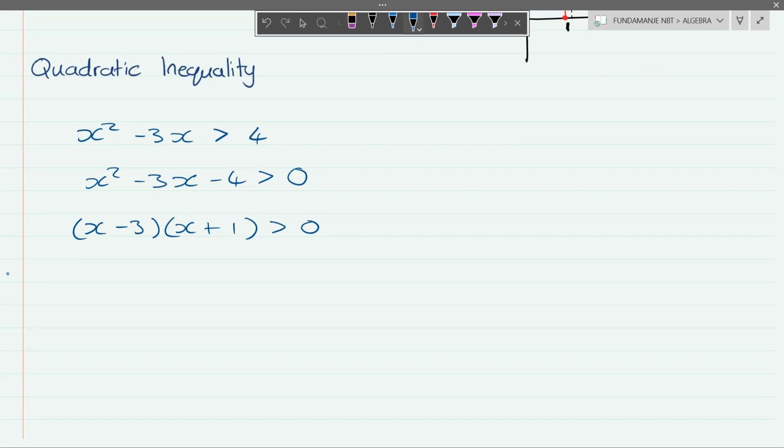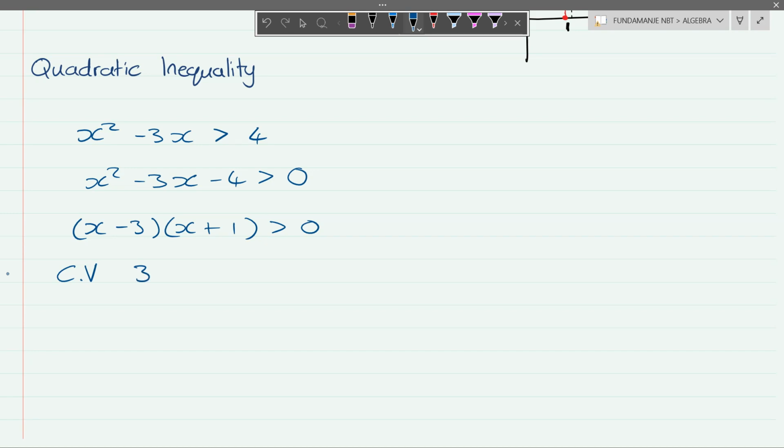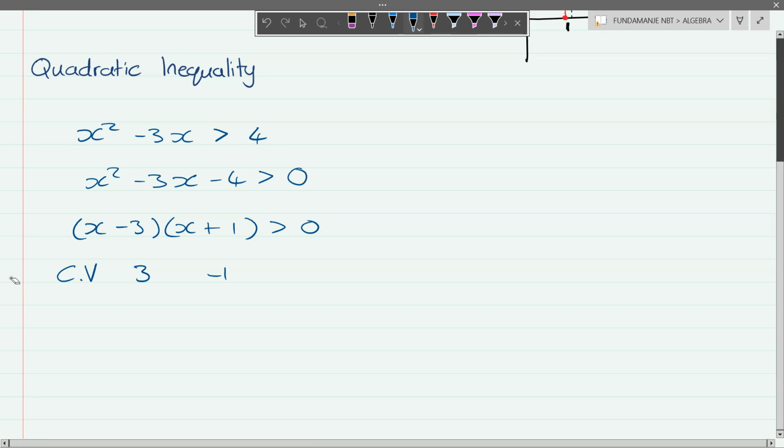Then what you want to do is have a critical value. At this point we usually find what our answers are, but what our answers usually are in equations is referred to as critical values in inequalities. So our critical value here would be 3, and our other critical value would be minus 1. Critical values are basically values that would make our equation or expression 0.